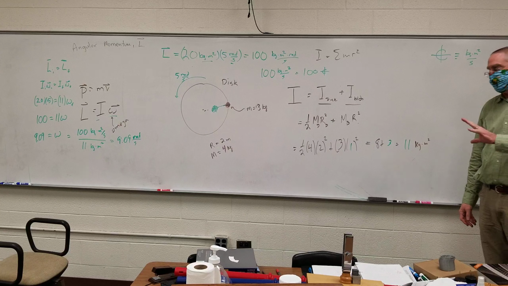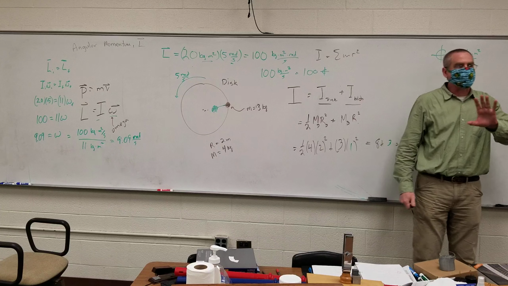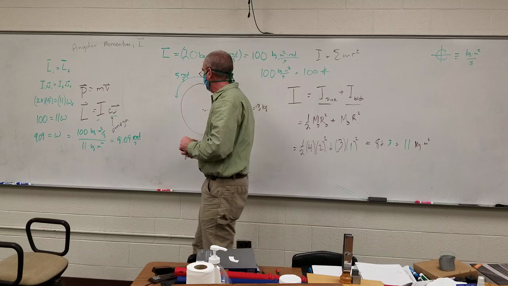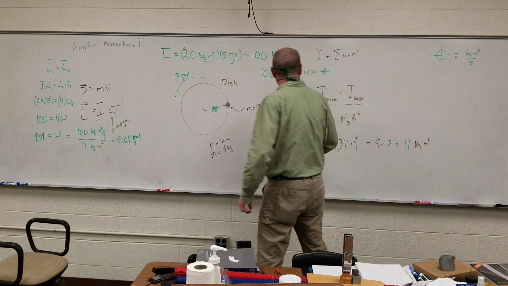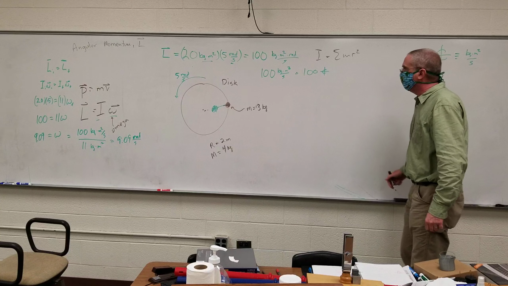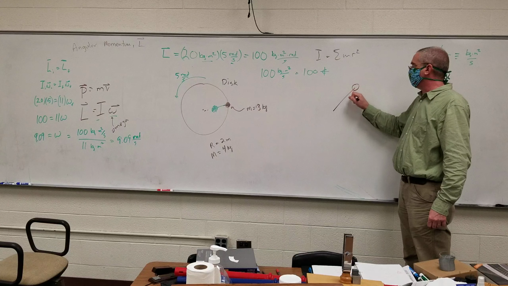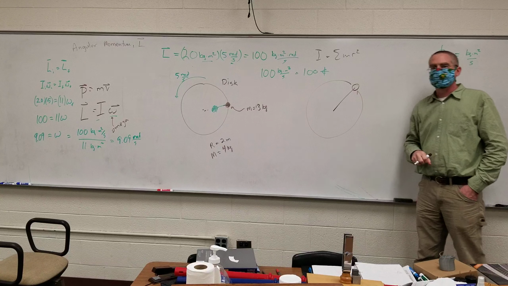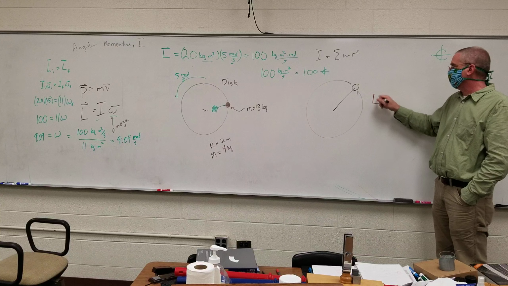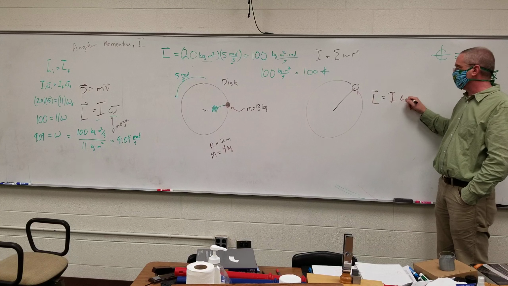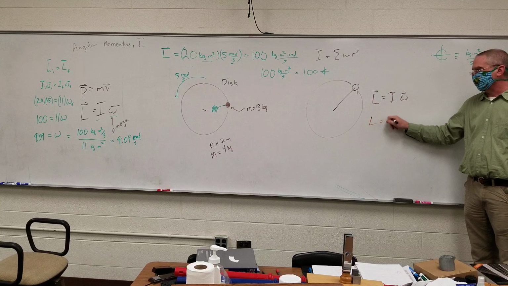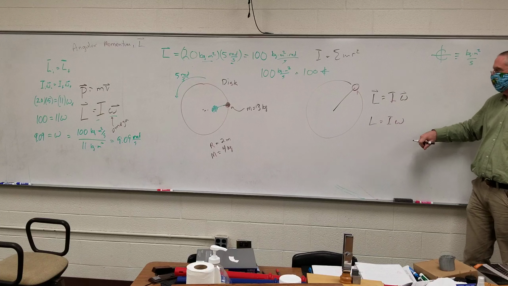Now, in the textbook, Hewitt's got a slightly different formula. I'm pretty sure he's got this one, but he's got a slightly different one, which has confused students in the past. If I just have a mass on the end of a string that's being slung around, the angular momentum is the moment of inertia times the angular speed. I'm going to drop the vector notation for right now, just to make life simpler.